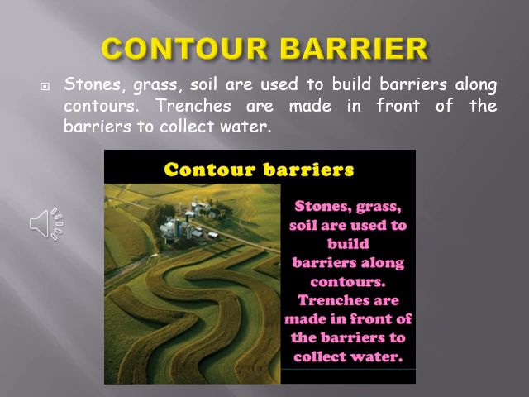Stones, grass, and soil are used to build barriers along contours. Then there will be trenches. Trenches means drains are made in front of the barriers to collect water, especially in places like hill slopes, etc. During rainfall, the entire topsoil will be washed away with the rainwater. To prevent that, people use this contour barrier method.